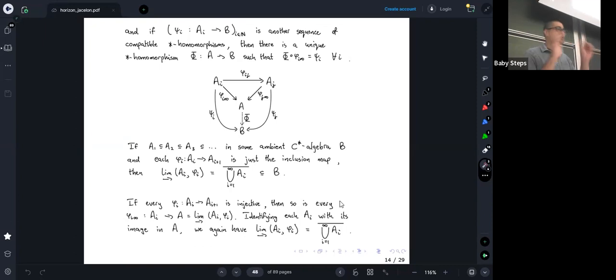Yes. It's a funny thing that an inductive limit is actually what's called a colimit in category theory.